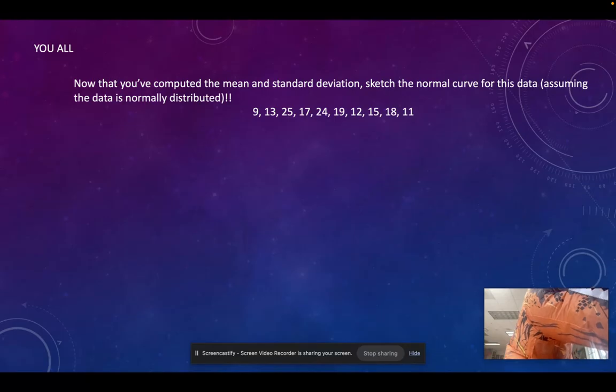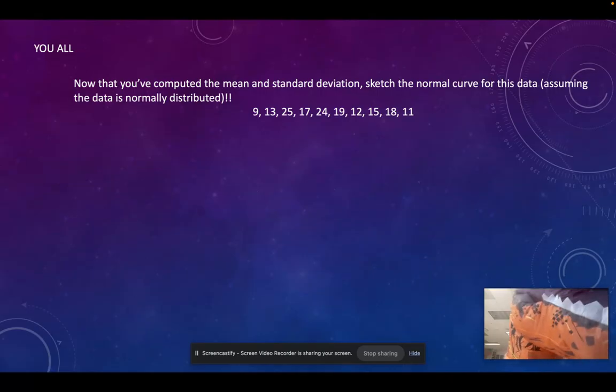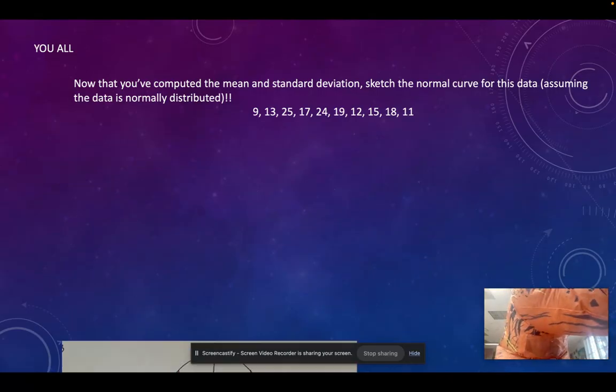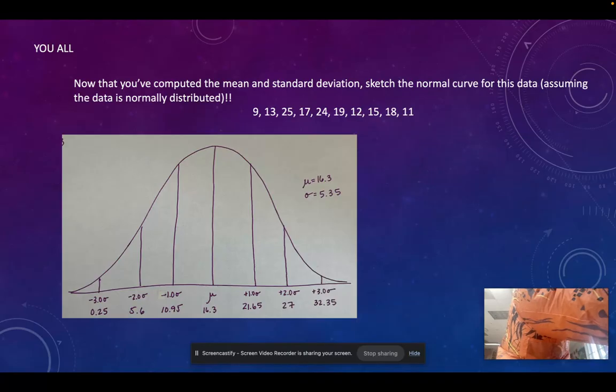Let's try it one more time. Let's take our data set and sketch the normal curve for it, based on what we just found with our mean and our standard deviation. And you should get this. All right, good luck. Get to the practice set.